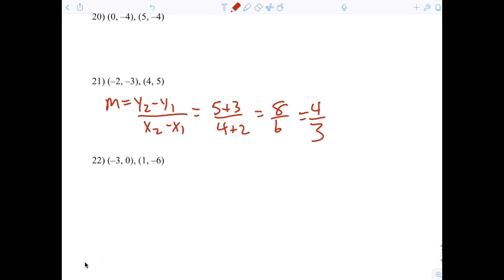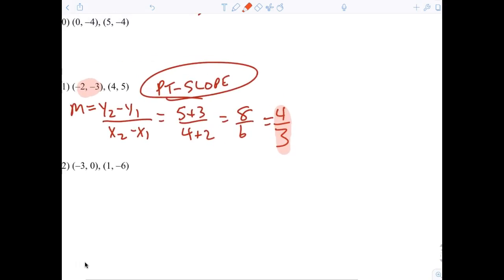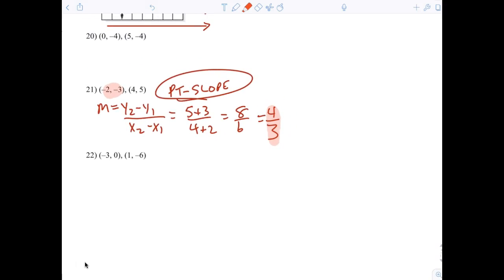Perfect. Now, I said I want you to write this in point slope. Now, why am I saying point slope? Because that's the easiest one. Why is it the easiest one? Because we have a point and we have a slope. That's what we're doing. All right? So here we go. Somebody write the equation for me. Go, Will.